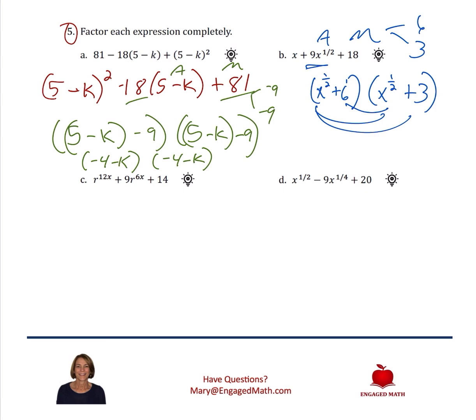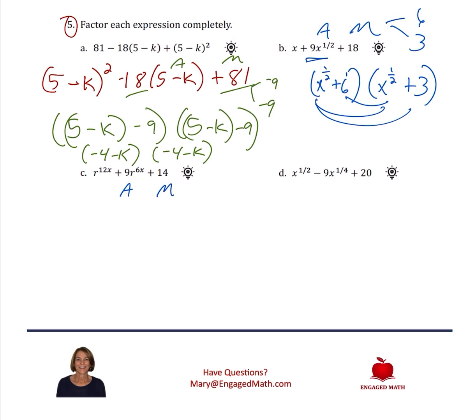Okay, let's look at C. So once again, it's a quadratic, looks just like our trinomials. It's really an AM problem in disguise. So what we're going to do here is we're going to put an R here and an R here. The two numbers that add to 9 and multiply to 14 are 7 and 2. And the only thing we have to do here is say R to the 6x plus 7 and R to the 6x plus 2. Because if you were to multiply, well, I'll let you multiply it out. You know it. So that would be the factored form.